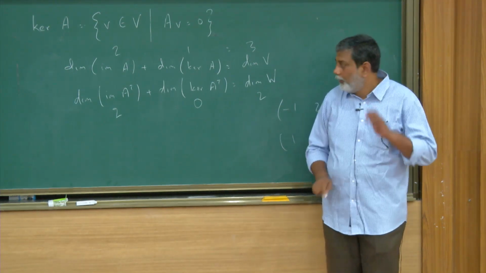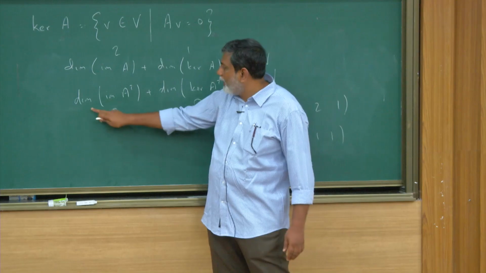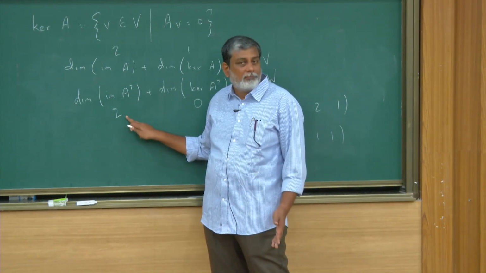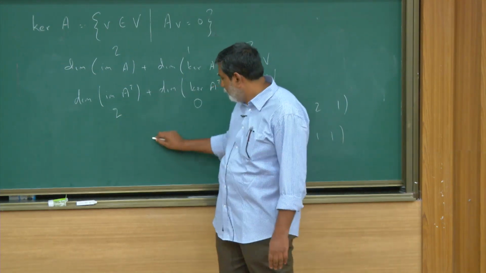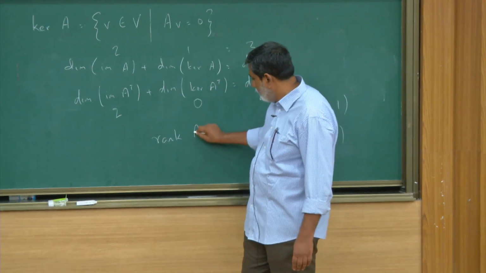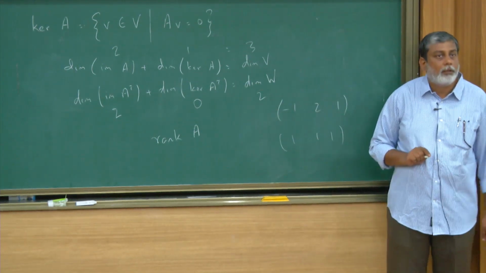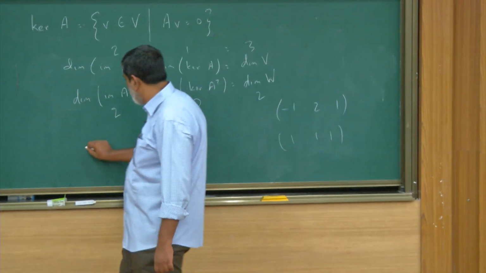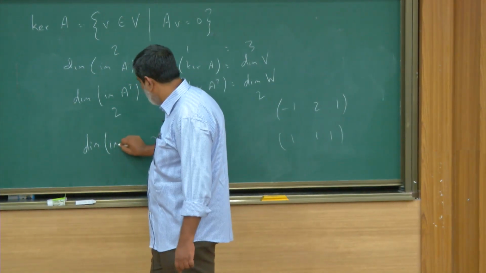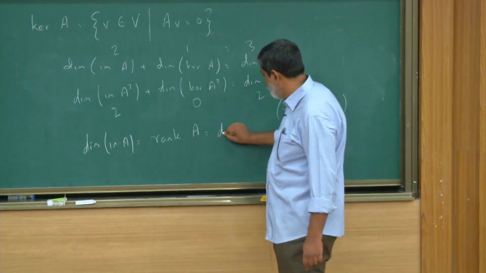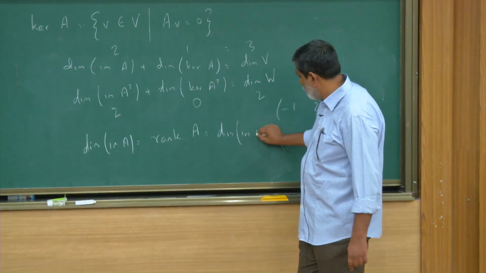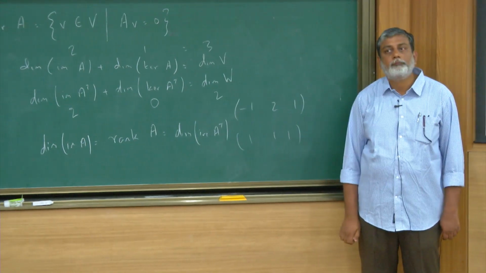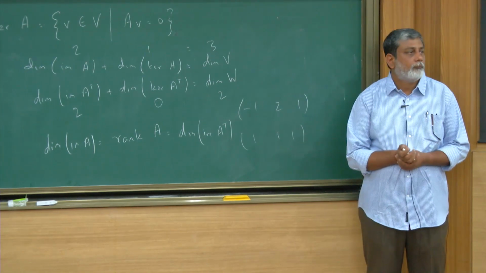This is okay? Dimension of image of A and dimension of image of A transpose is the same, and they will always be the same. And in fact, we give a special name for it. We call it the rank of A. So rank of A is the same as this is fine.